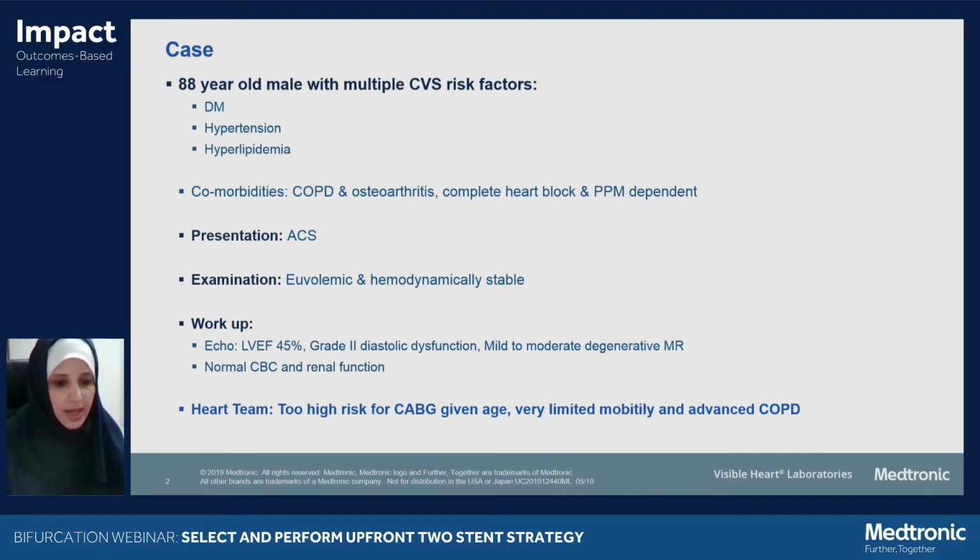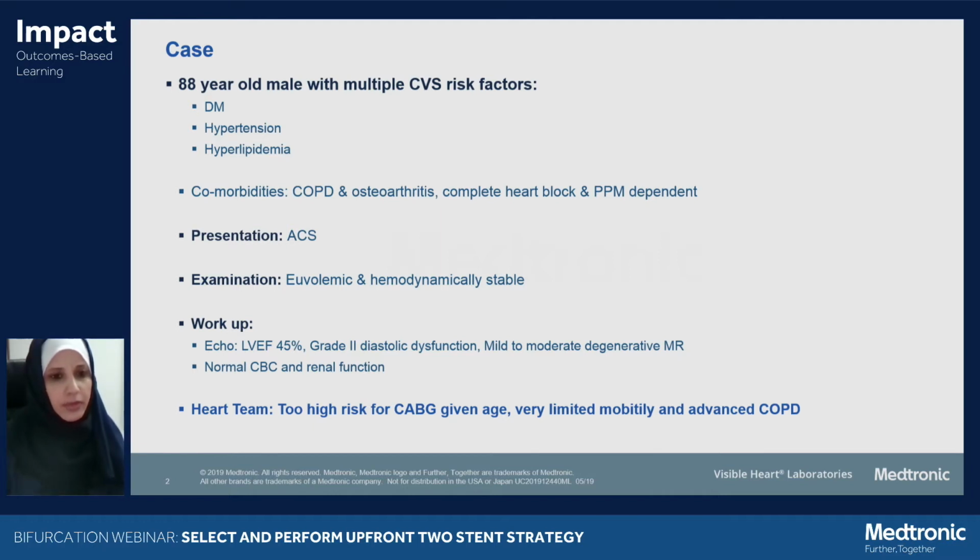On physical examination, he was hemodynamically stable and euvolemic. The initial workup, his labs, CBCs, and renal function were actually normal. His echocardiogram showed mild LV dysfunction, but overall a preserved LV systolic function with an ejection fraction of 45%, grade 2 diastolic dysfunction, and only mild to moderate degenerative mitral regurgitation.